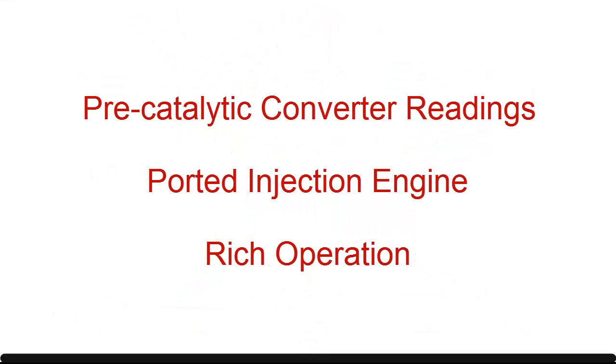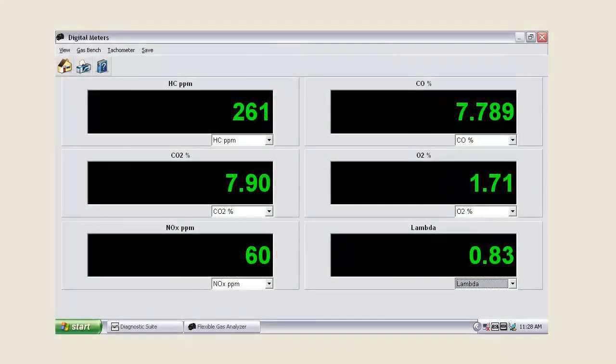The engine is now running rich of stoichiometric. At 2500 RPM, hydrocarbons 261 parts per million, carbon monoxide 7.789%, NOx 60 parts per million, carbon dioxide 7.9%, oxygen 1.71%, lambda indicating richness at 0.83.